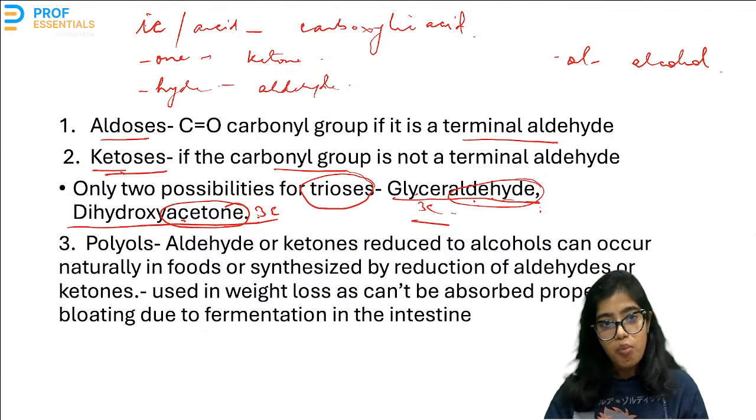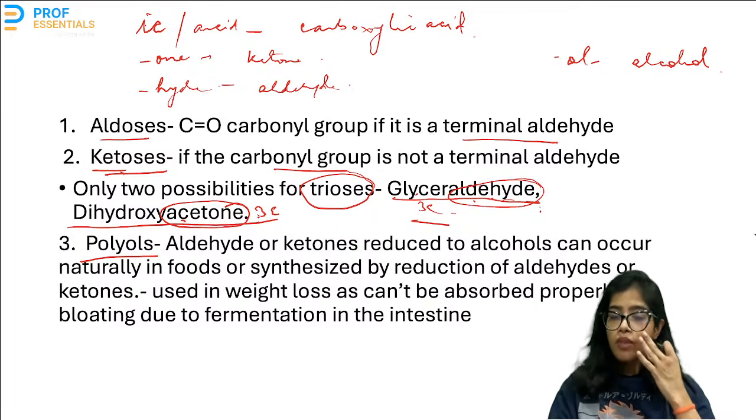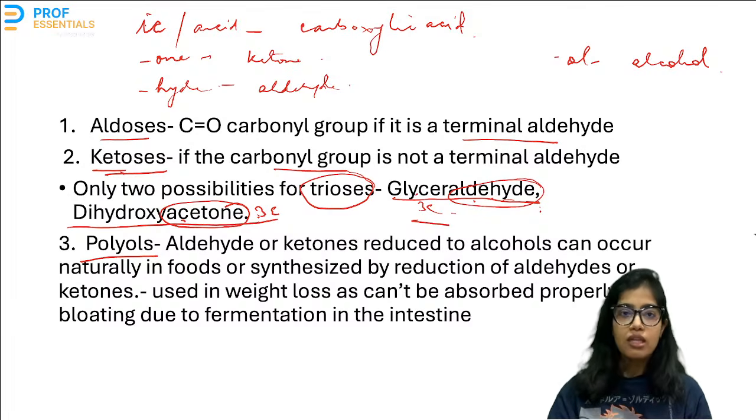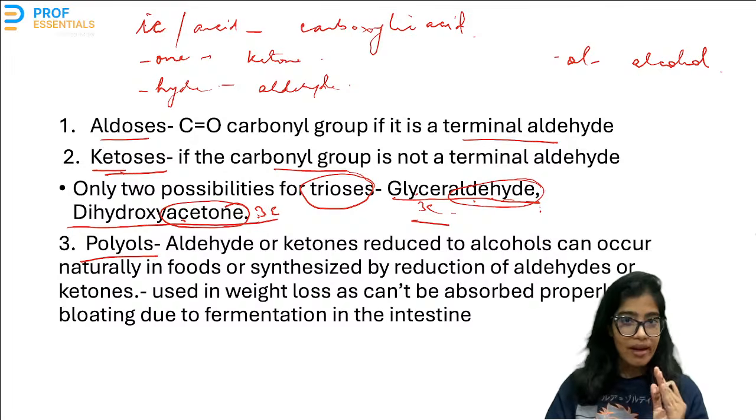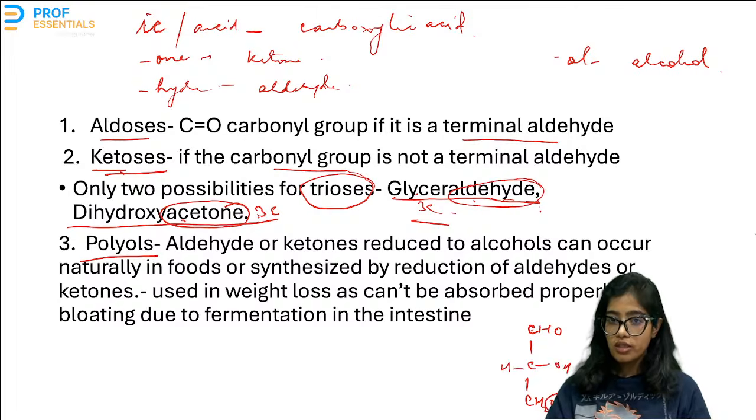Next, what are polyols? We heard about aldoses, we heard about ketoses. What are polyols? Now, aldehydes or ketones that are present in these saccharides can be reduced to alcohols. So already this saccharide is a polyhydric alcohol. Now if you see the straight chain structure of glyceraldehyde, it is like this. Already it has an alcohol group, OH, here.